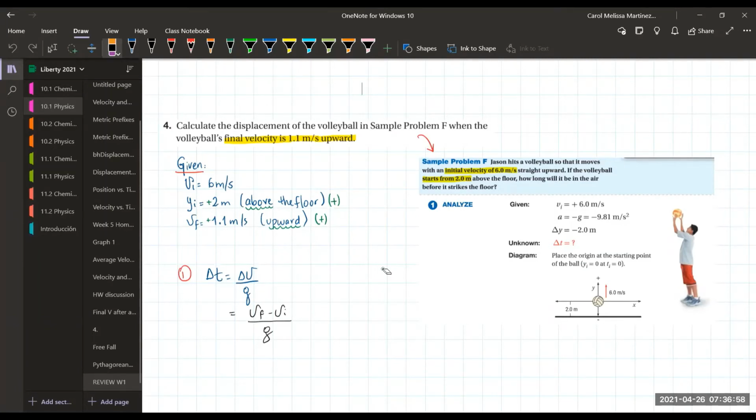Okay, now my final velocity is equal to 1.1 positive. Okay, and the initial velocity is 6.0 meters over second. Sorry, I didn't put this. It says straight upward. That's also important that you write it.